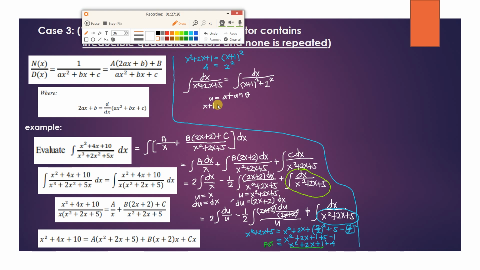Kaya abbreviate nyo ulit. Sino si A? Siya si 2. Tapos tangent theta. Okay, so let's derive. Derivative ng x plus 1, so dx na lang. Yung 2, constant. Derivative ni tangent, secant squared theta d theta. Okay, so palitan ngayon natin yung mga values. So we have equals, okay, dx is 2 secant squared theta d theta over yung x plus 1 quantity squared. Yung x plus 1, ginawa kong 2 tangent theta na naka-squared plus 2 squared.